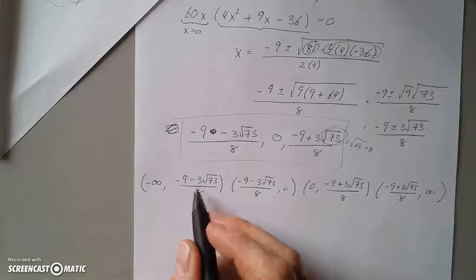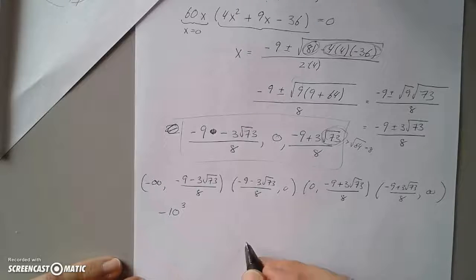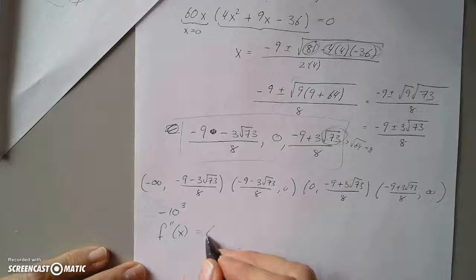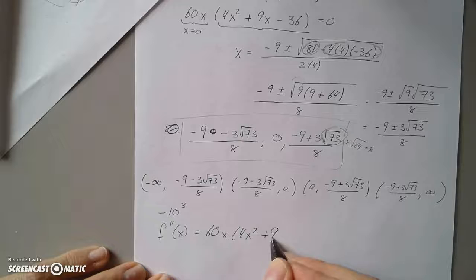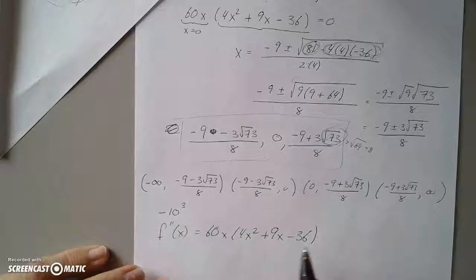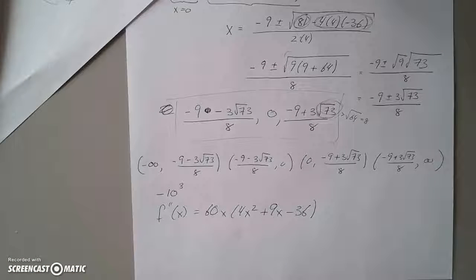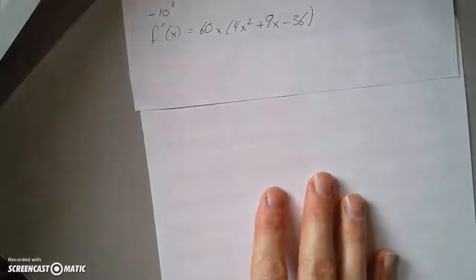I don't really care what this number is. I'm going to choose -1,000. Okay? Why am I going to do that? Well, the second derivative that I have up above, 60x times 4x squared plus 9x minus 36. This is my second derivative. I just have to figure out if it's positive or negative. And I can't stress this enough. It doesn't matter what it equals. It just matters whether it's positive or negative, or 0, because of the inflection points.